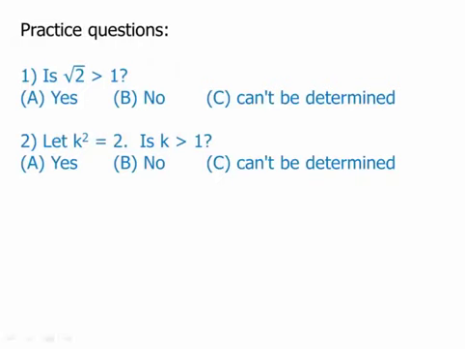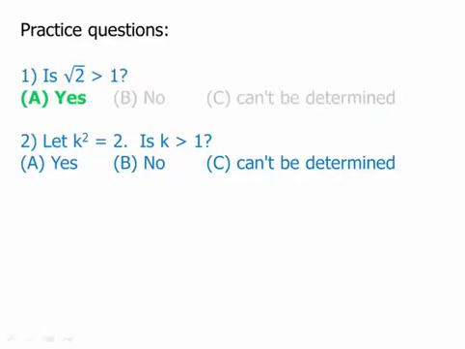So consider these two practice questions. These look similar, but they have different answers. Pause the video, work on both of these, and then we'll talk about these. Okay. Number 1, is the square root of 2 greater than 1? By printing the radical sign, we by definition mean the positive root only. That positive root is a decimal between 1 and 2. So yes, it is definitely bigger than 1.